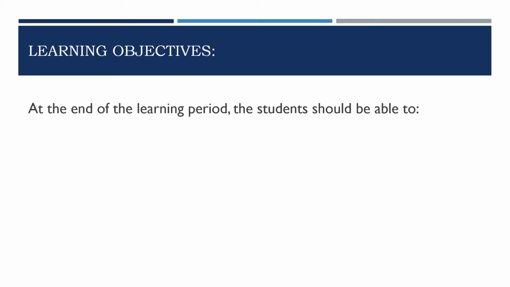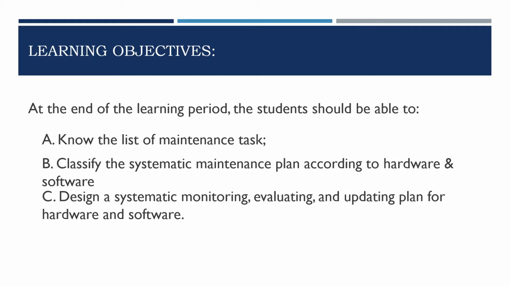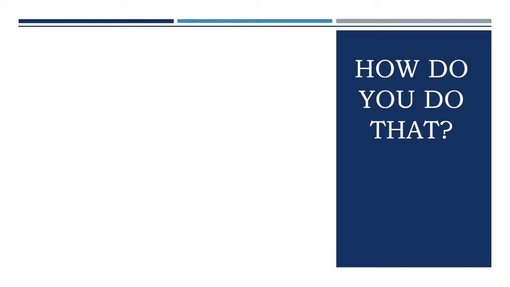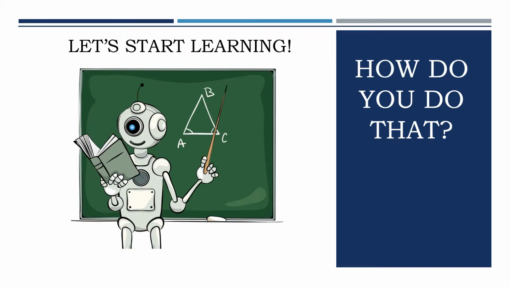These are our learning objectives. At the end of the learning period, the student should be able to know the list of maintenance tasks, classify the systematic maintenance plan according to hardware and software, and design a systematic monitoring, evaluating, and updating plan for hardware and software. The question now is, how do you do that? Let's start learning.